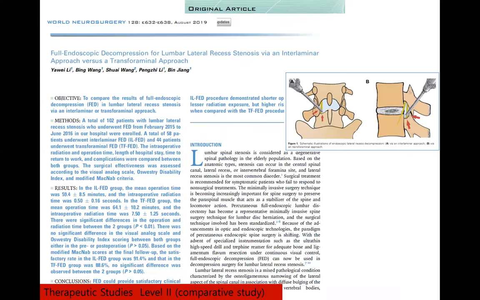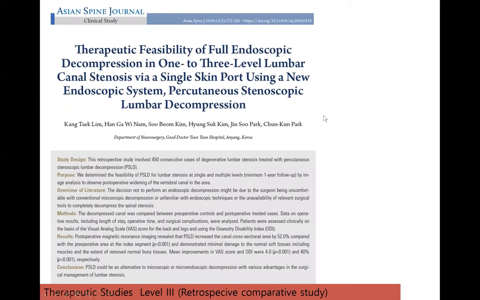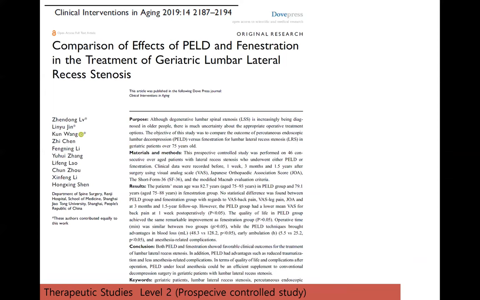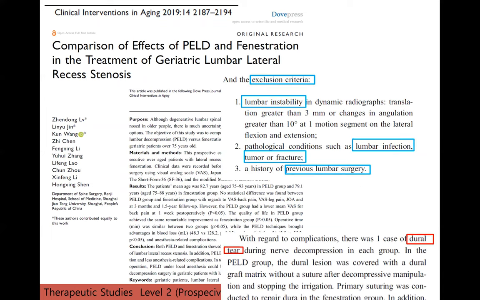This paper is a level two comparative study of interlaminar versus transforaminar approach and complications were reported. Dr. Lim reported the multi-level full endoscopic decompression with the level three retrospective study. In this paper, dural tear, infection, hematoma were reported as complication. This paper is level two prospective controlled study and the exclusion criteria and the complications were reported.